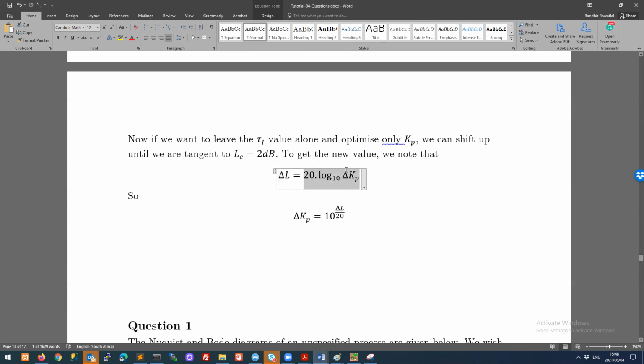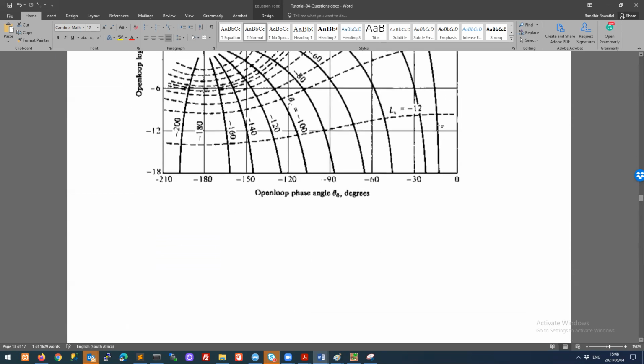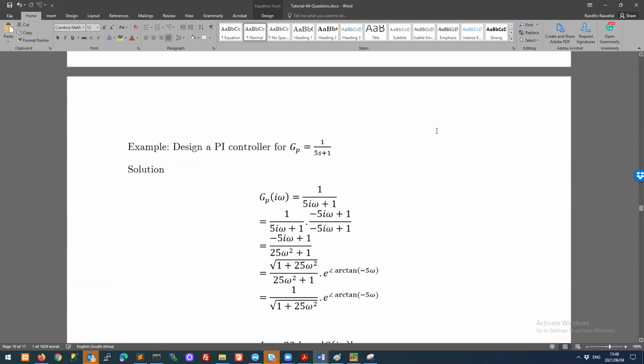And we know from our controller that delta L equals 20 log10 delta Kp. So we can invert this equation. Divide through by the 20, and then it's log10, so you can take 10 to the power. So 10 to the power delta L over 20 is equal to delta Kp. Here delta L is 12, so 12 divided by 20, and then 10 raised to that power is equal to the proportional controller shift that we want. Okay, so that's how you implement control. This example takes you through all the necessary steps.